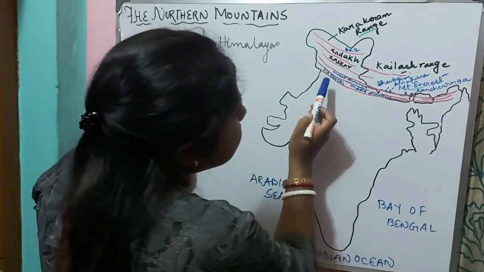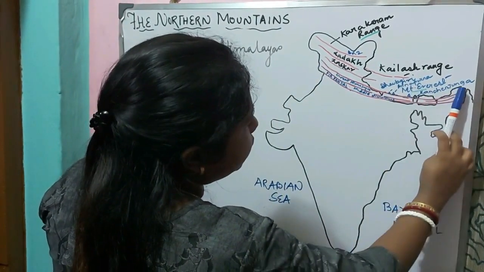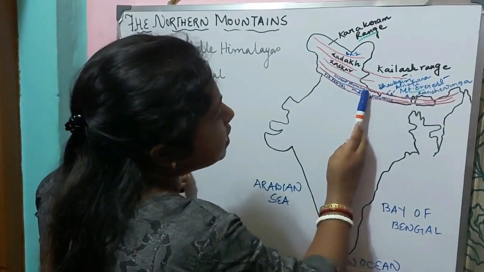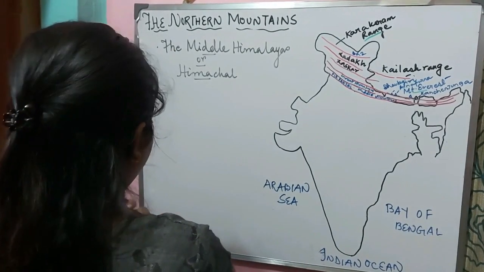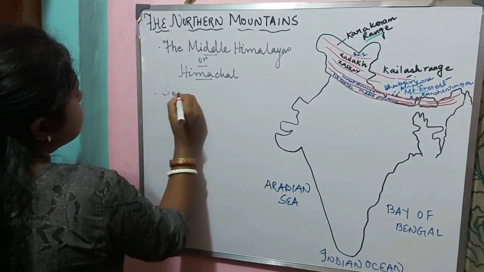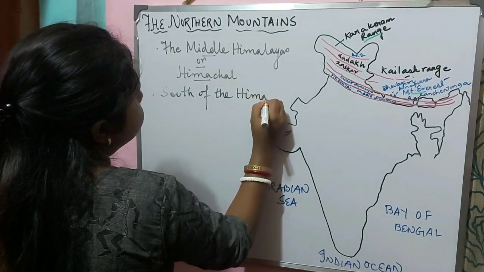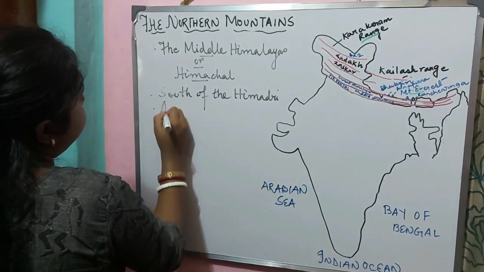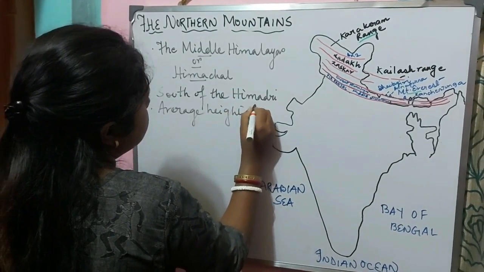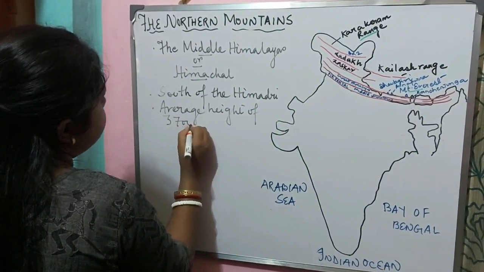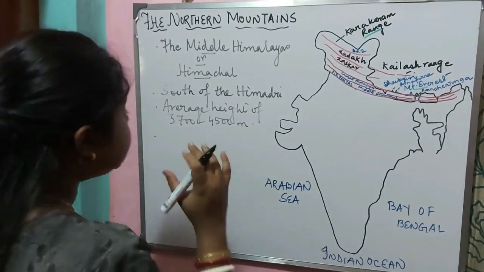You can see that Middle Himalayas is not a continuous range. As the Great Himalayas was a continuous range, but Middle Himalayas is not continuous. It is broken. Now, Middle Himalayas lies to the south of the Great Himalayas, right? So, we can say south of the Himadri. The average height is 3,700 to 4,500 meters.